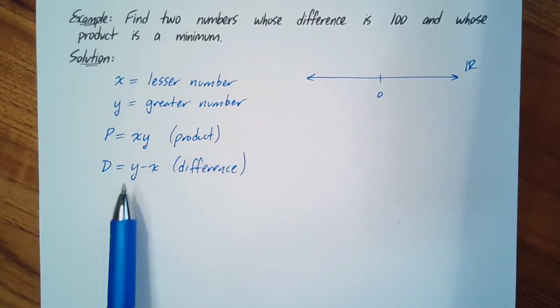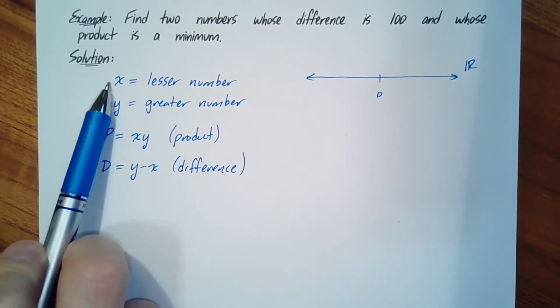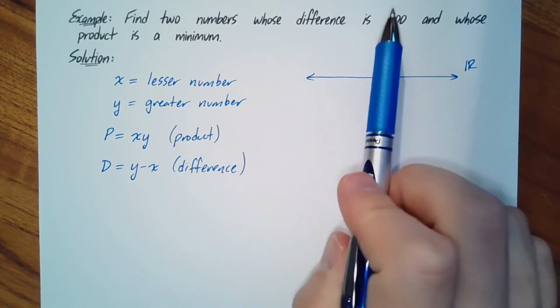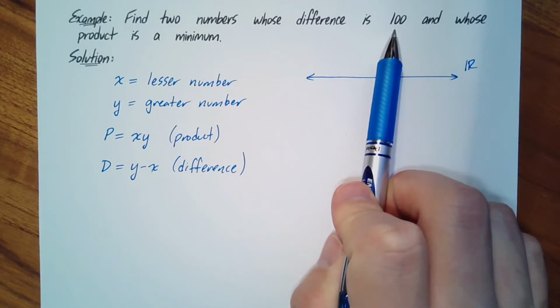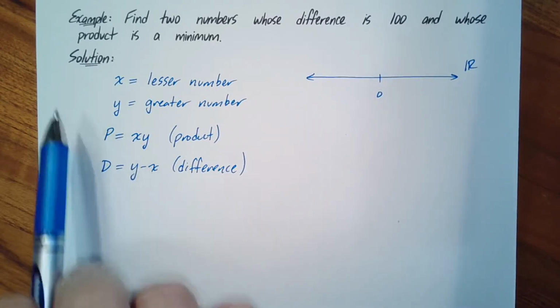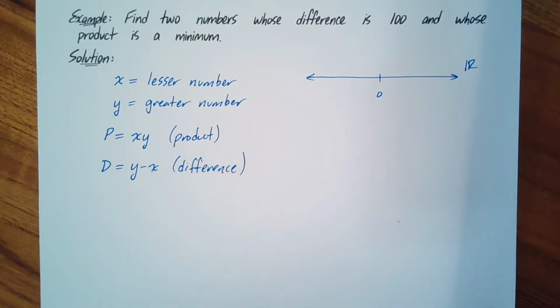So again, notice that by specifying which one is the lesser of the two numbers and which one's the greater, I know that I can write the difference as y minus x. Because if I subtracted them in the wrong order, if I subtract the larger number from the smaller number, I'm going to get a negative difference, which cannot possibly be equal to +100. So it's important that I subtract the smaller number from the larger number. So that's why it's worth taking the time to be specific at the beginning.